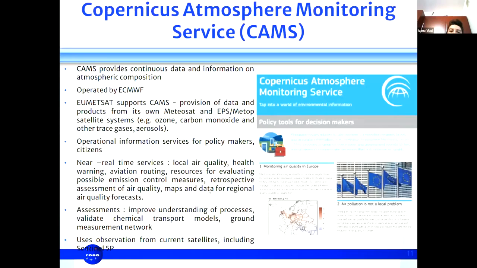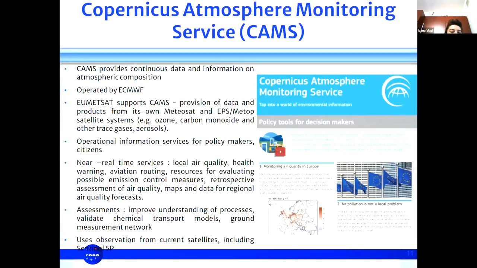The Copernicus Atmosphere Monitoring Service is one of the services offered by the Copernicus program, providing continuous data and information on atmospheric composition. It is operated by the European Centre for Medium-Range Weather Forecasts. But in the same way, the European Organisation for the Exploitation of Meteorological Satellites supports this service by providing data and products from its own satellite systems.